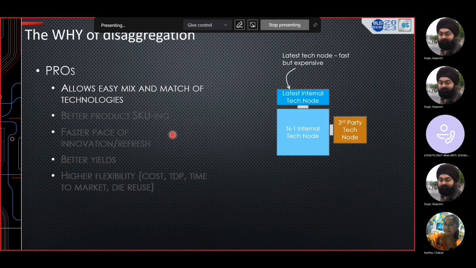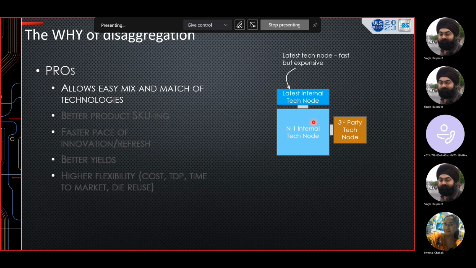Okay, so the why of disaggregation, and I'm going to go a little fast on this because I know that Biswajit covered a lot of this in his talk earlier. He talked about the easy mix and match of technologies, and I have a quick example over here. We all know the latest technology is going to be a lot more expensive than the N-1 technology.